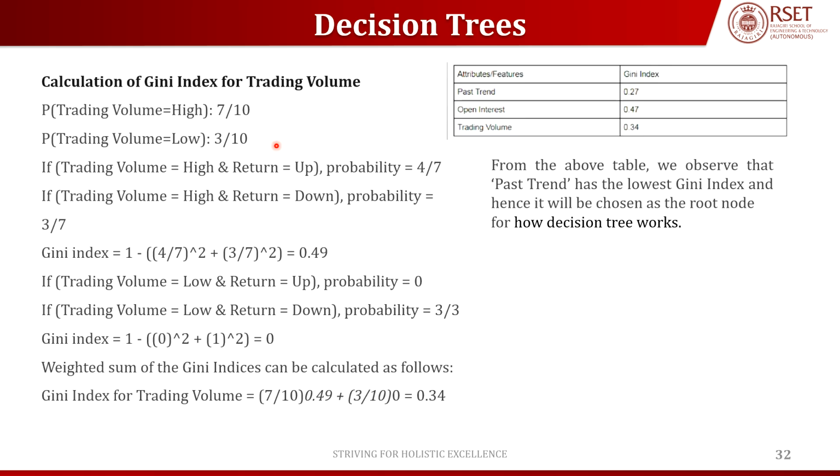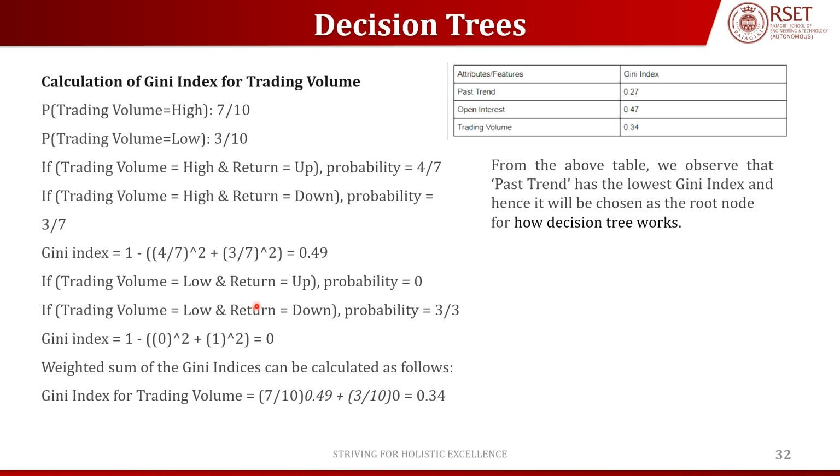Now next we calculate Gini index for trading volume. Trading volume has two values, high and low. So calculate Gini for high. Out of these, 4 have returned up and 3 have returned down, and Gini is 0.49.